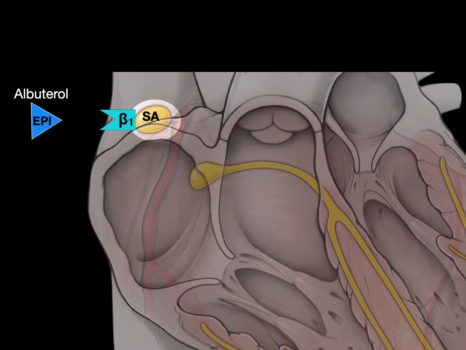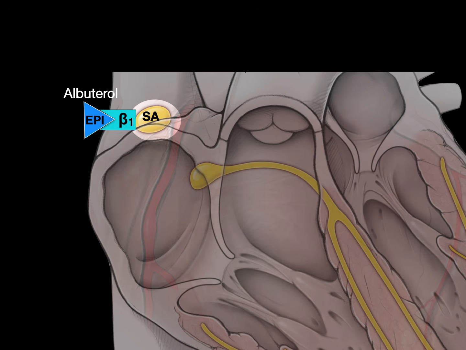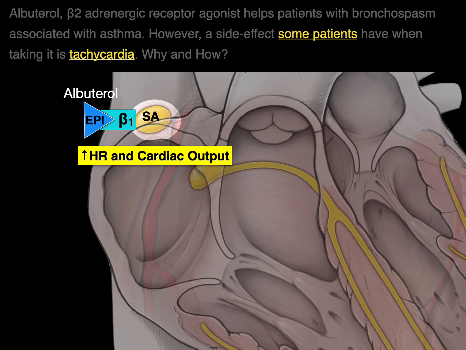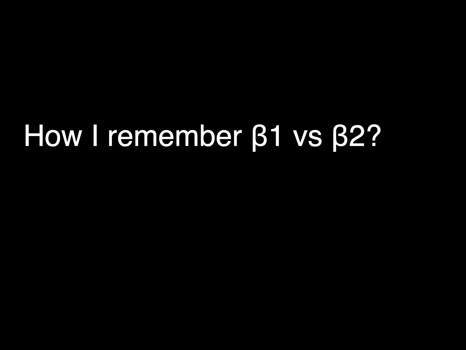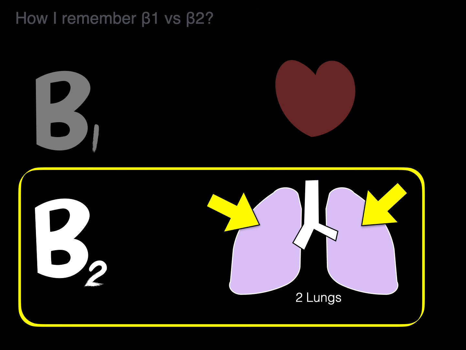And so an albuterol, which again is a beta-2 agonist, I put epinephrine, though, because it simulates the epinephrine's effect on the beta-2, but it can also influence beta-1. And the SA node is a pacemaker cell. It has automaticity. It's always pacing. But if you then take an agonist that binds, you can then increase its automaticity, which increases heart rate, and that can increase cardiac output as well. And that's why some patients on a beta-2 agonist may experience tachycardia. Now, how do I remember beta-1 versus beta-2? Well, you have 1 heart, beta-1, 2 lungs, beta-2.